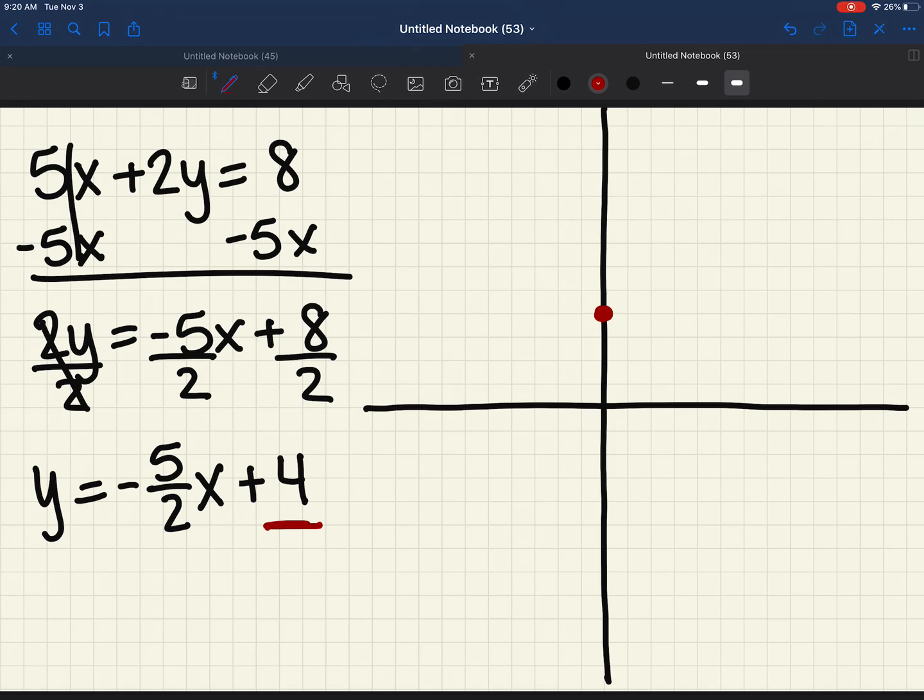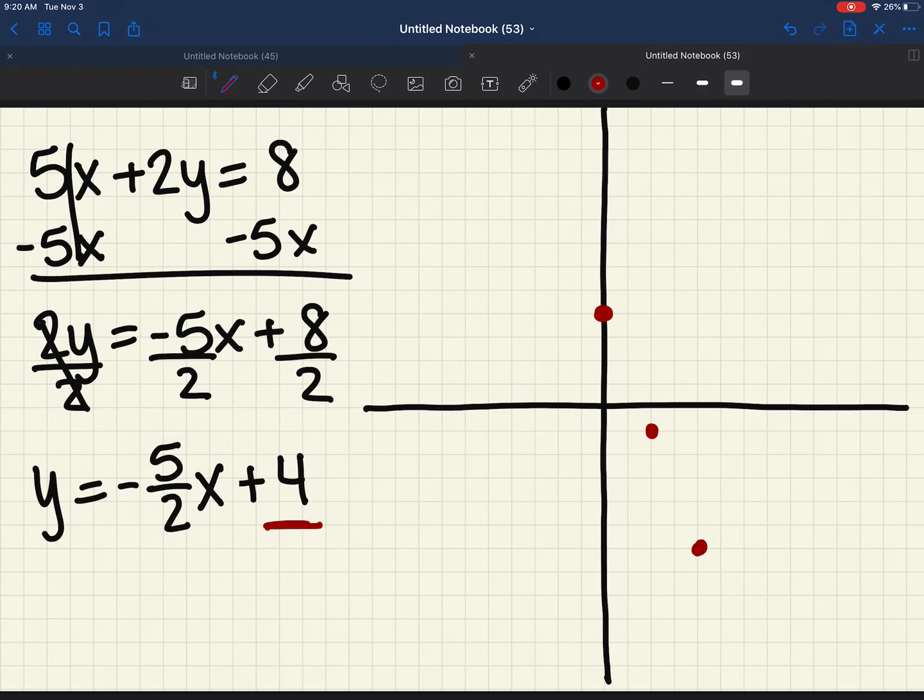What do I need to do to get that next point? Go down 5 and left 2? Go right. Down 5, right 2. Okay, so 1, 2, 3, 4, 5, and then right 2. 1, 2, 3, 4, 5, right 2. Okay, because you can tell that's going to make your slope negative.